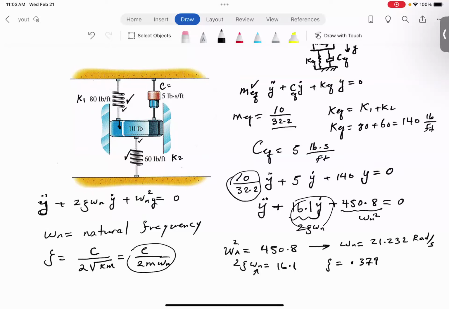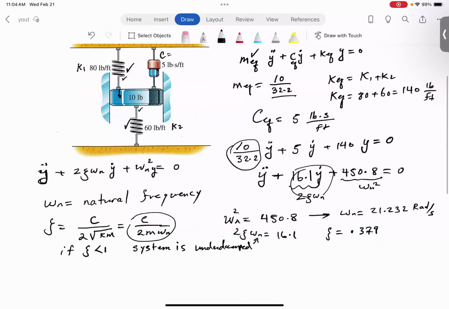Now, from other videos that you probably have seen, this is obviously a ratio, it's dimensionless. If zeta is less than 1, the system is underdamped. So it's going to oscillate.